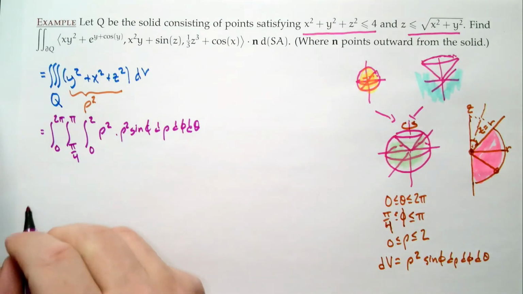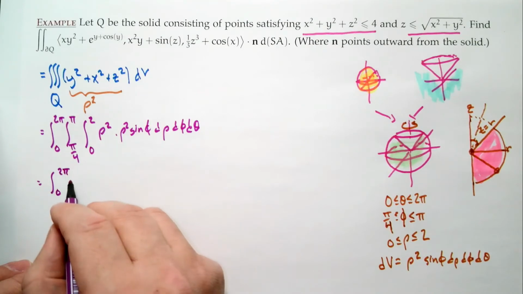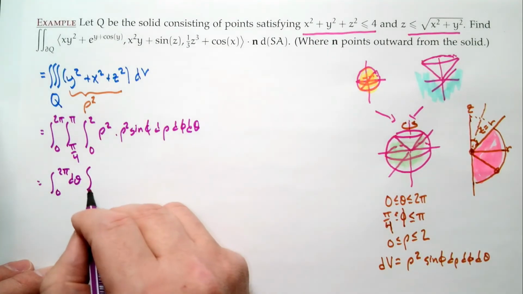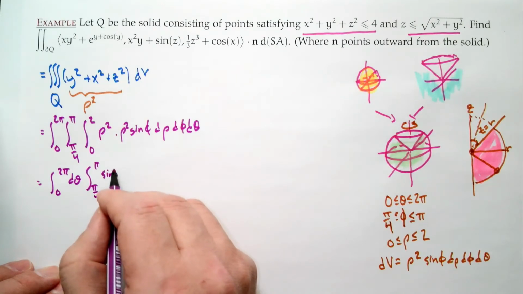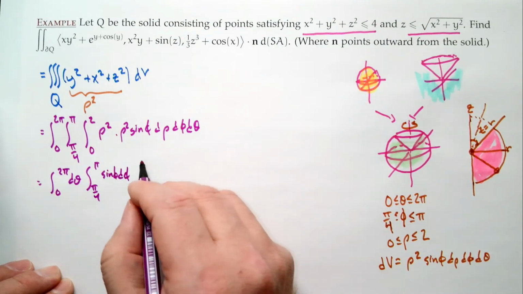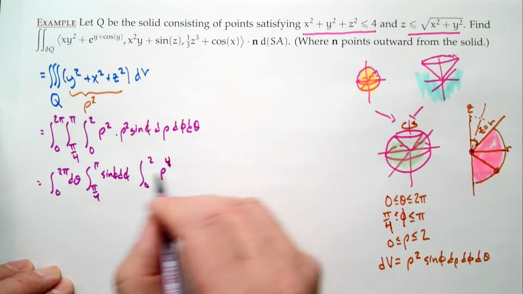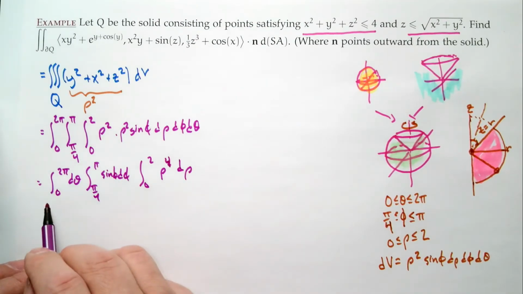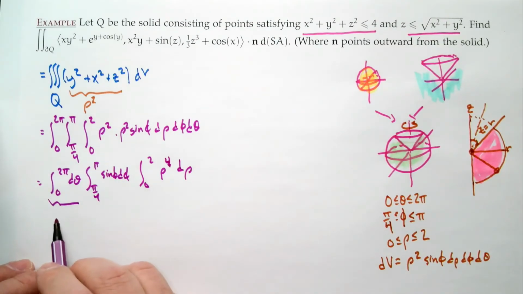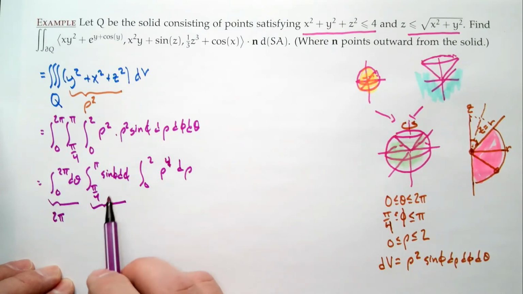And if we do that, we get the following. Integral 0 to 2 pi of d theta, integral pi over 4 to pi of sine phi d phi, and integral 0 to 2 of rho to the 4th d rho. Multiply those together. Well, the first integral, what do we get? 2 pi. Good.